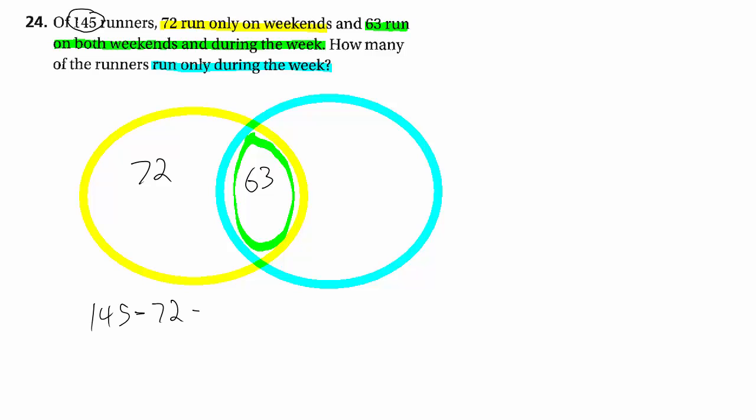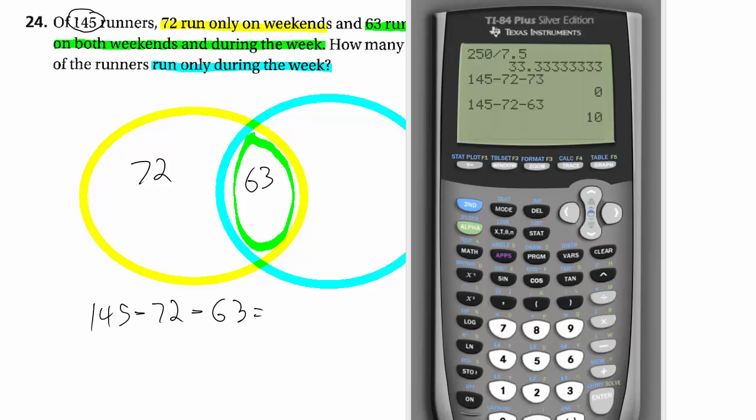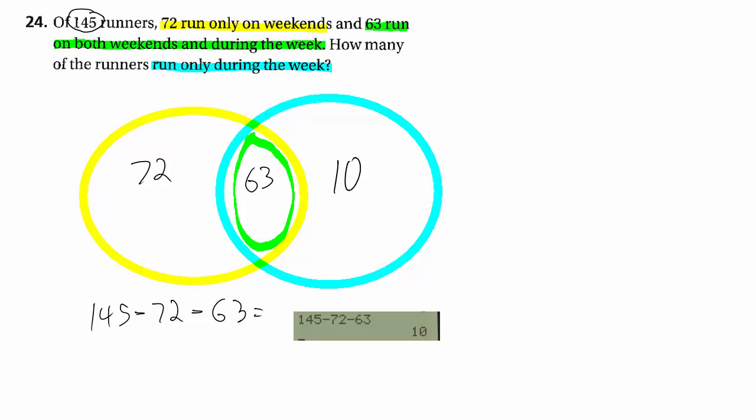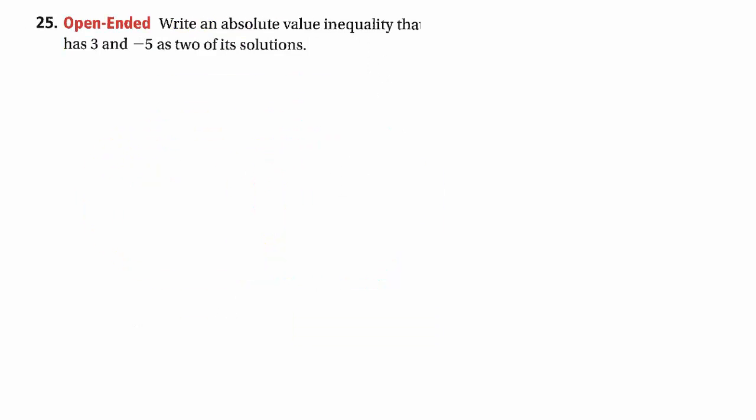Now, altogether, there's 145. So that means to figure out the people that only run during the week, I just subtract, and I can get the people who are only the blue box, or only the blue circle, which is the people who only run during the week, not the ones who do both.